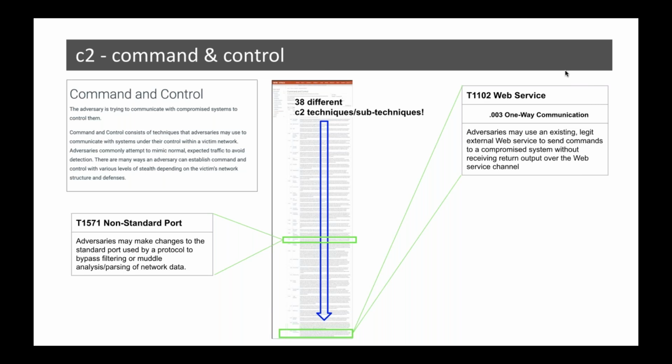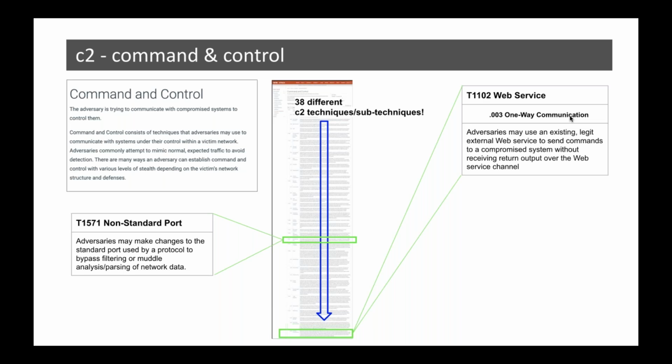Another great example here is web service, and a sub-technique under that is one-way communication. So that's technique 1102. That's where the adversary is basically taking advantage of the public web, right? Most organizations, unless you're in an extremely locked down, air-gapped environment, super high level, clearance government spaces would be an example of that, you're probably not blocking the major parts of the public web in your enterprise organization. And that gives adversaries an opportunity to abuse those public web services and use them as a means to actually communicate once they've gotten inside your network.